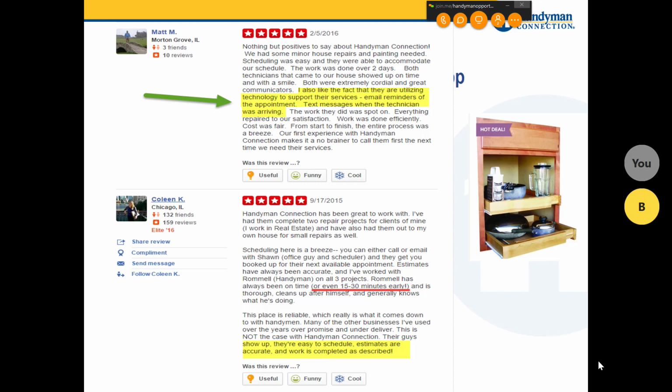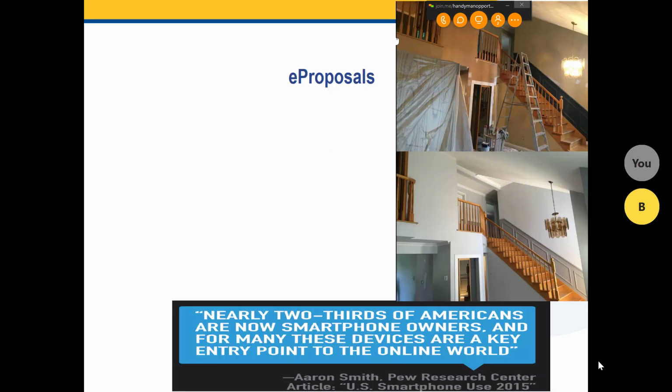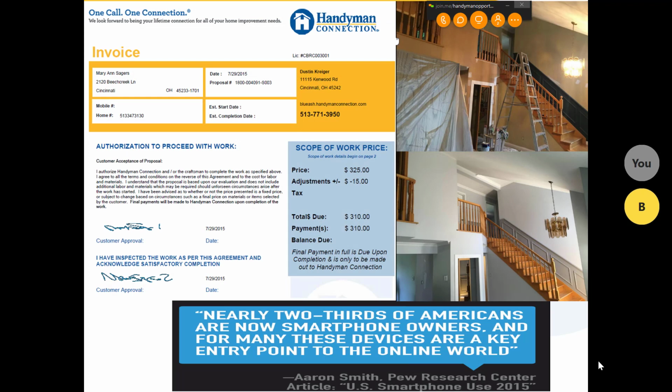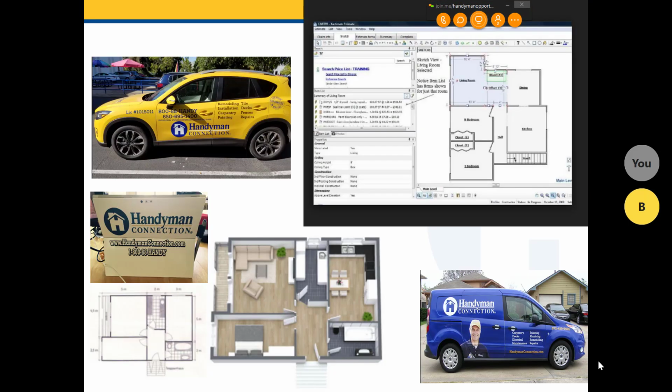Colleen in Chicago says, they're even 15 to 30 minutes early. Their guys show up. They're easy to schedule. Estimates are accurate. Work is completed as described. So again, really good responses to our technology. All invoices and receipts do go to the customer's email. And so now I'm going to get into the estimating software system.